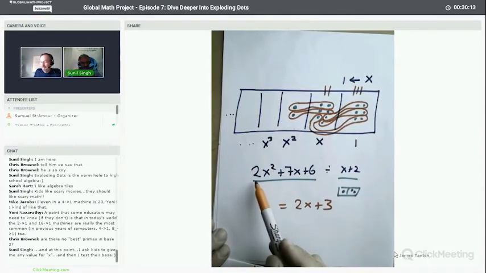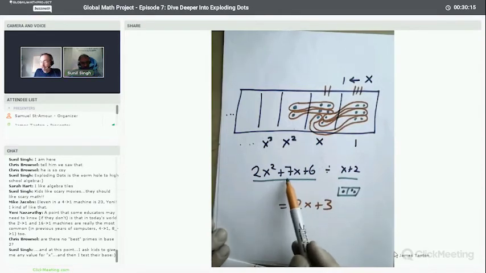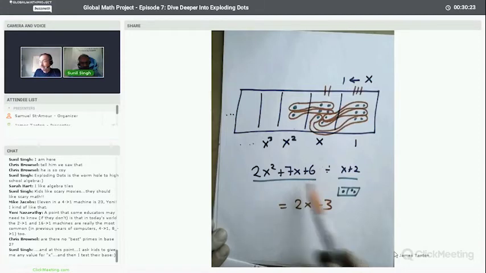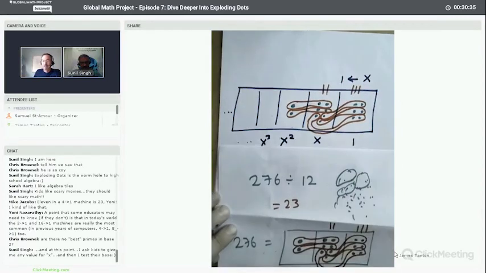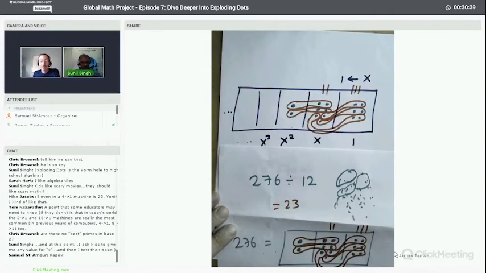Well, if x is actually 10, 2x squared plus 7x plus 6 would actually be 2 times 10 squared, 200, plus 7 times 10, 70, plus 6, 276. 276 divided by 10 plus 2, 12, would have to be 2x plus 3, 23. Indeed it is, because 276 divided by 12 does indeed equal 23. We just did it previously.